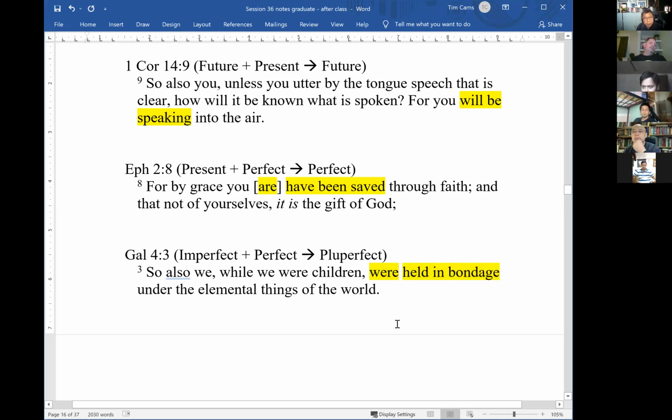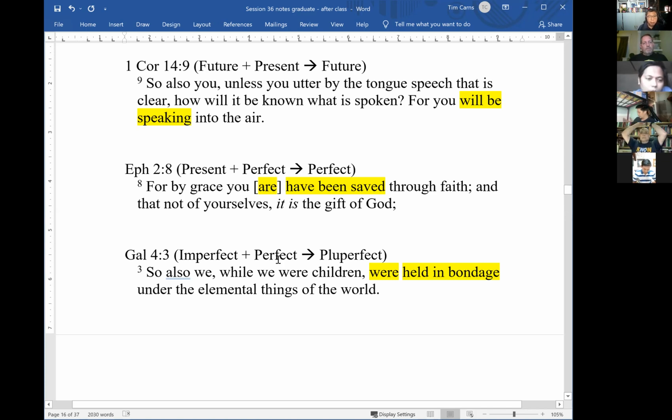All right. Now, who can tell me what pluperfect tense in Greek means? Past action with results that end in the past as well. Yes. Okay. So here he's saying while we were children, we were held in bondage. So that's an action in the past, and the result is in the past. The action had an ongoing result, but that result is done. We're no longer in bondage, is the idea.